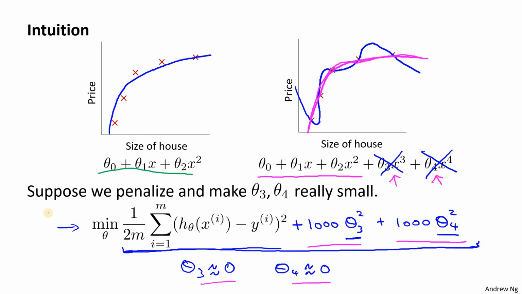So what we can do is, just suppose that we penalize and make theta 3 and theta 4 very small. When we make theta 3 and theta 4 very small, theta 3 multiplied by x3 will become very small because theta 3 is very small. Same is the case for theta 4. So when we make theta 3 and theta 4 practically very small, close to 0, it means that practically we are making these terms 0.